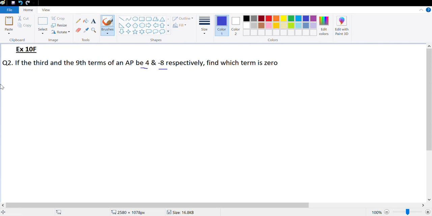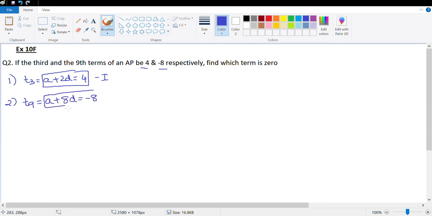So what's given is T3, which is equal to A plus 2D, is equal to 4. That's my first equation. Next, what's also given is the ninth term, which means T9, which is equal to A plus 8D, is equal to negative 8. So that's our second equation. We need to find which term will be 0. For that, we'll first have to calculate the value of A, calculate the value of D, and let's see if we can figure out which term would be 0.